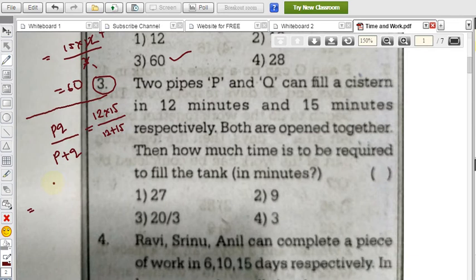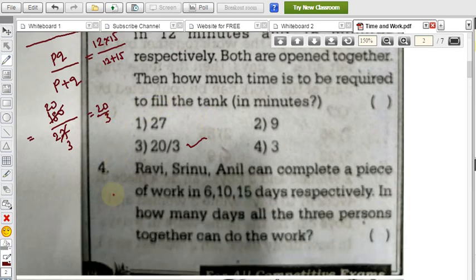You can multiply and divide. 12 into 15 is 180, by 12 plus 15 is 27. So 180 by 27 minutes. You can simplify. 9 threes are 27, 9 twenties are 180, so 20 by 3. Okay. The formula is the same, for both, whether persons working or pipes. Yeah, clear?